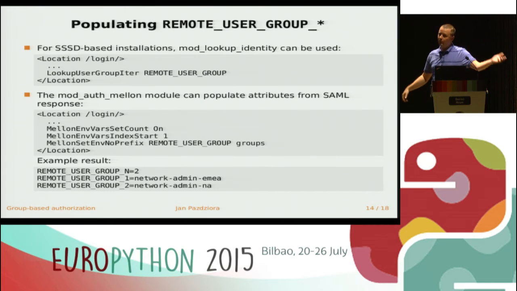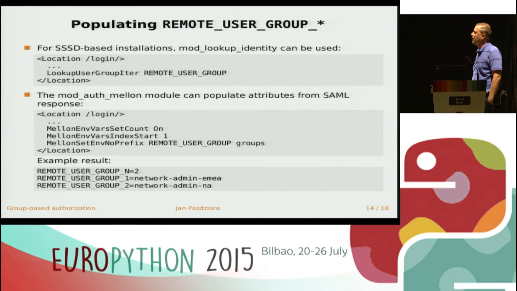So we said that we could have remote user email for email. So why not have remote user group for groups? And the way you can set it up in mod lookup identity, which does lookups using SSSD, which is an OS level authentication and identity solution.